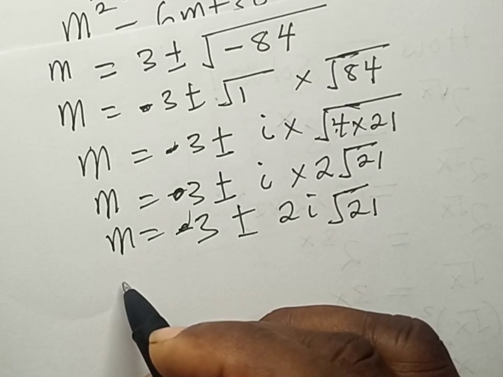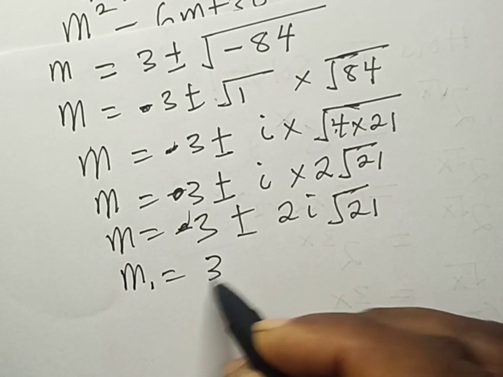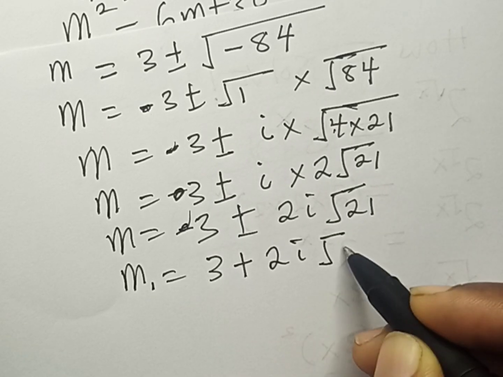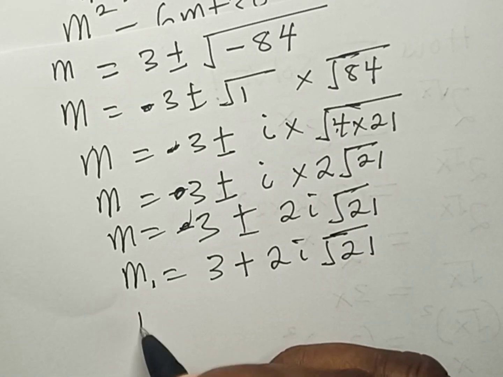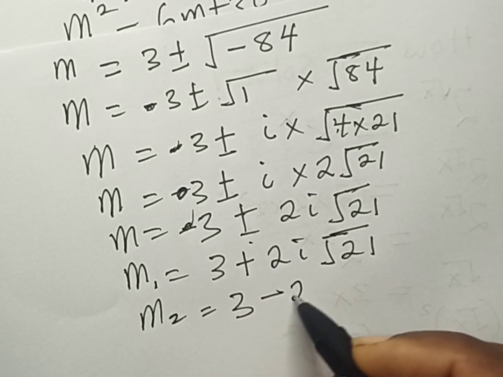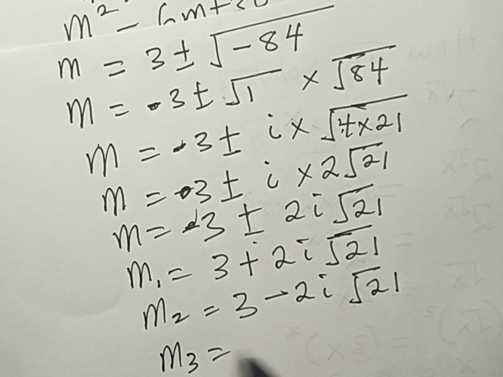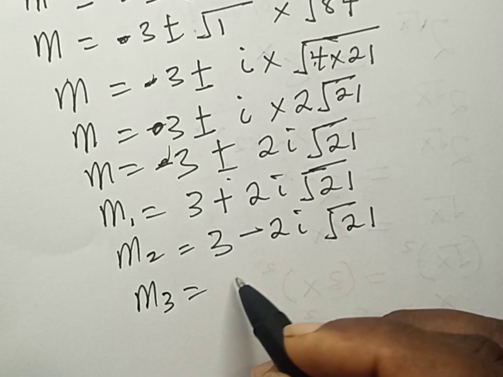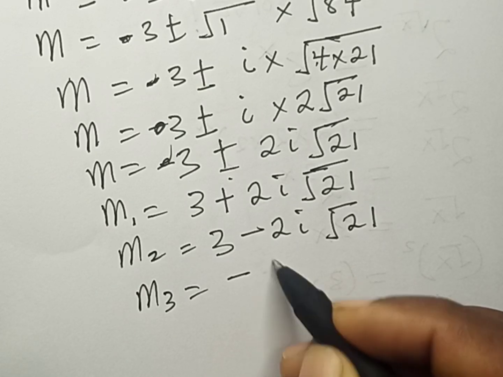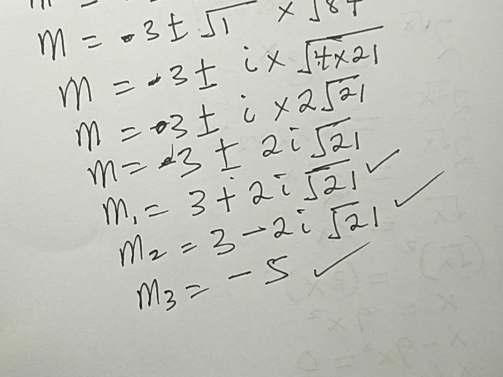So the first solution will now be m1 equals to 3 plus 2i root 21. m2 will be 3 minus 2i root 21. Then m3 will be the first solution that we have, which was m equals to minus 5. We solved and we got minus 5. So these are the solutions to the equation.